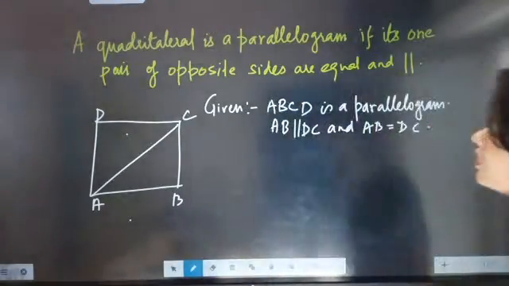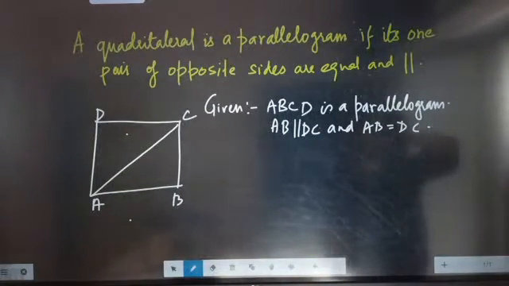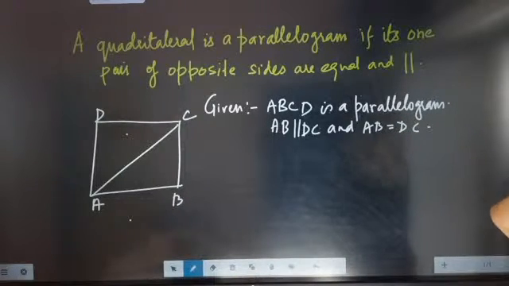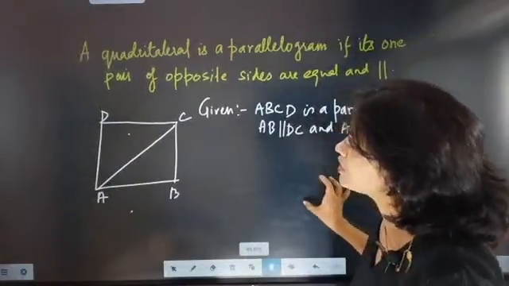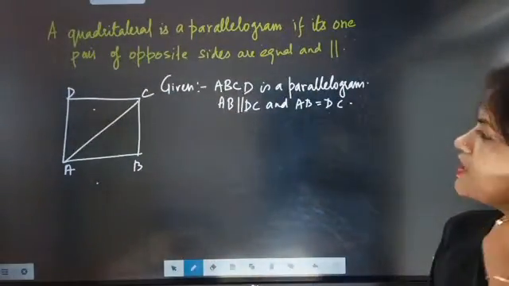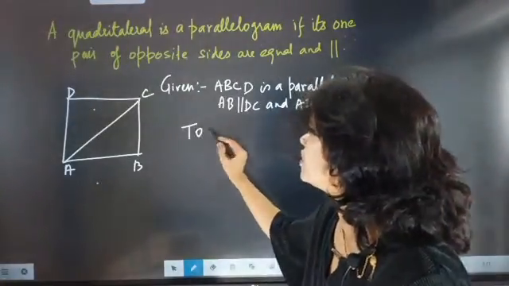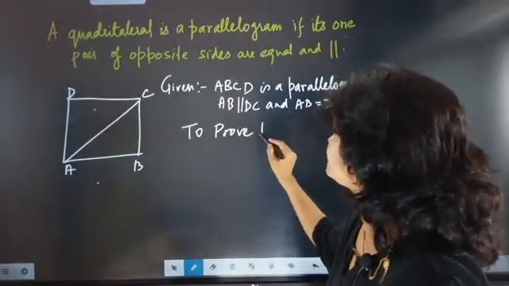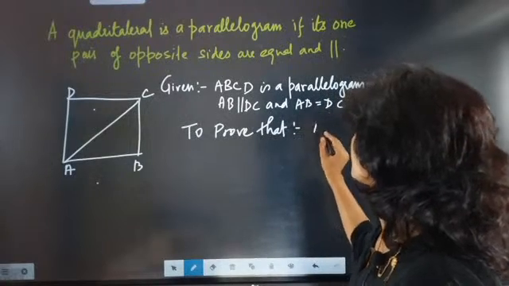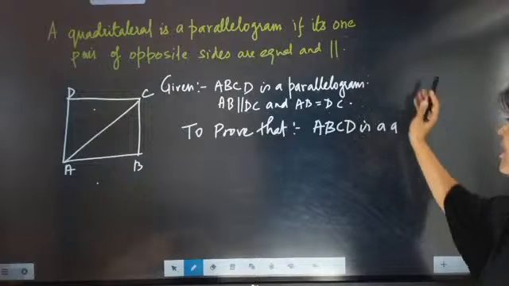So now here we are going to write: given ABCD is a parallelogram, AB is parallel to DC and AB equal to DC. So once we have done this work, the next important part is we have to exactly prove what? To prove that ABCD is a parallelogram.